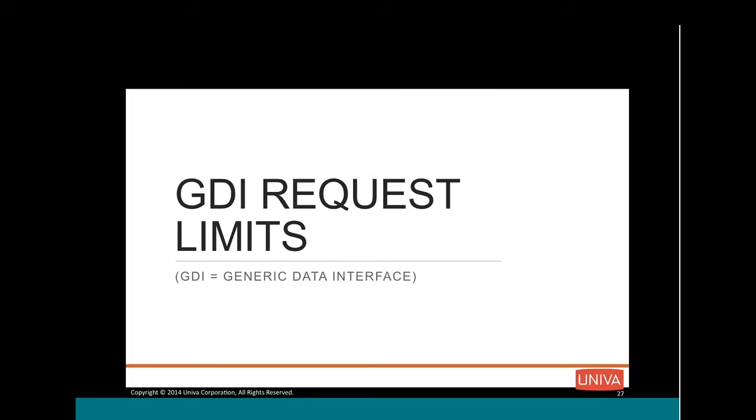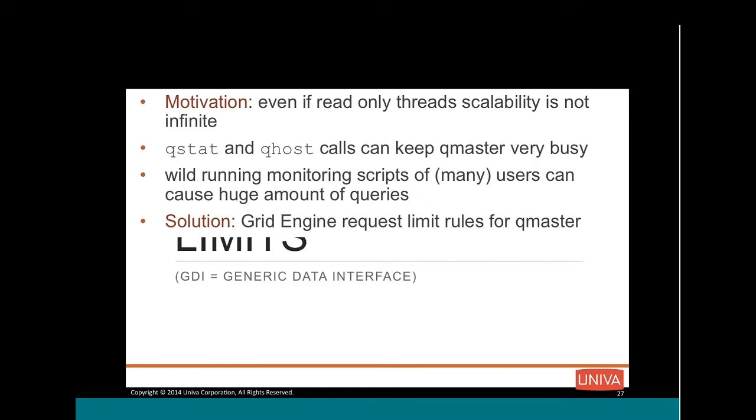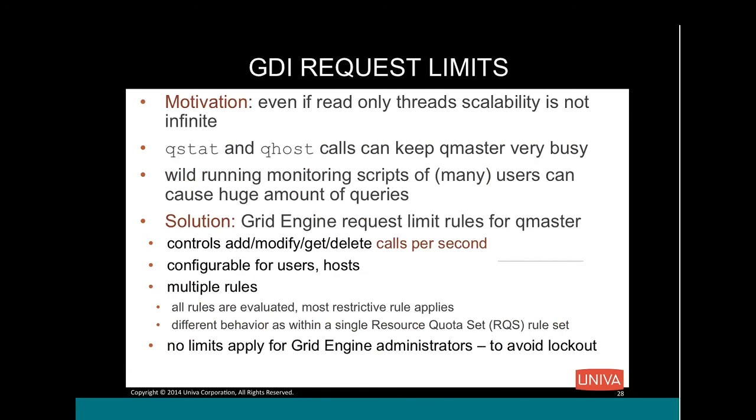So now we're moving on to GDI request limits. Again, we talked about this a little bit. GDI is the generic data interface. That's the low-level communications library that is within Grid Engine. And the real motivation behind adding these new request limits is that we recognize that scalability is definitely not infinite.